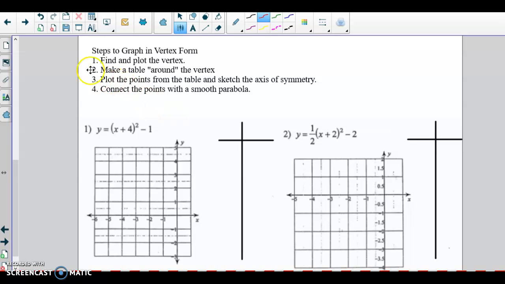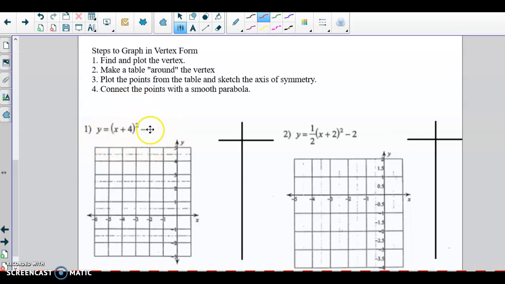So we're going to always start by finding and plotting the vertex. Then we'll make a table around that vertex because of symmetry. Then we'll plot the points in the table and sketch the axis of symmetry. And we'll connect the points with a smooth parabola. All right, so I'm going to graph this first one.